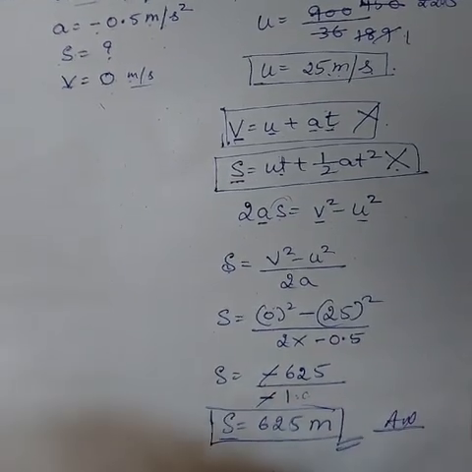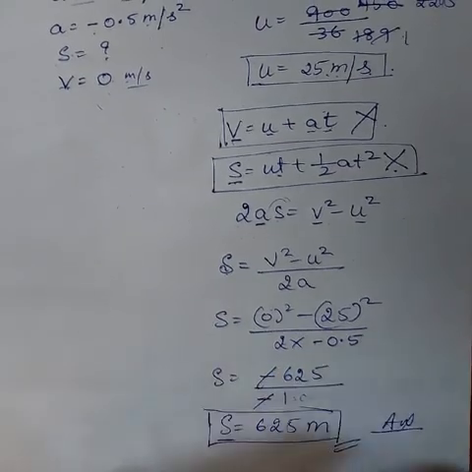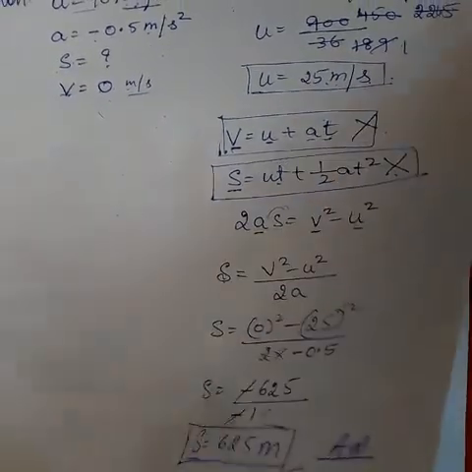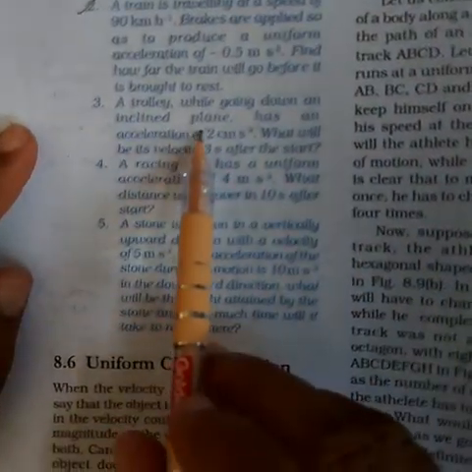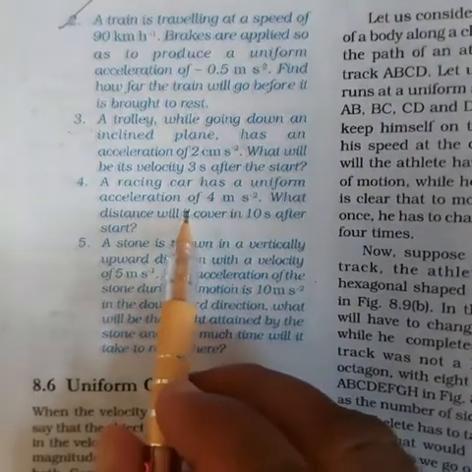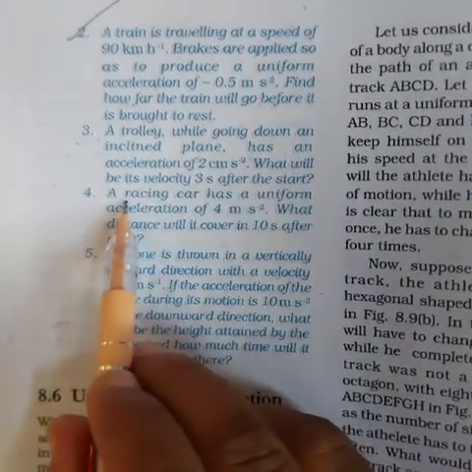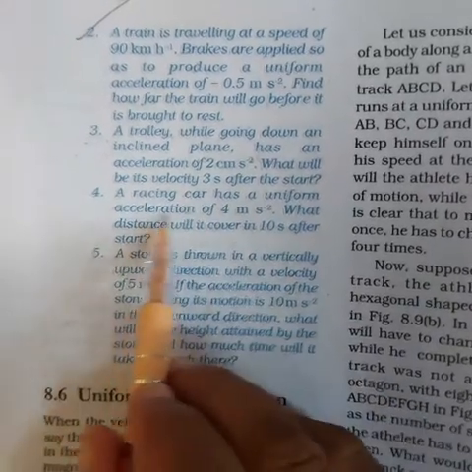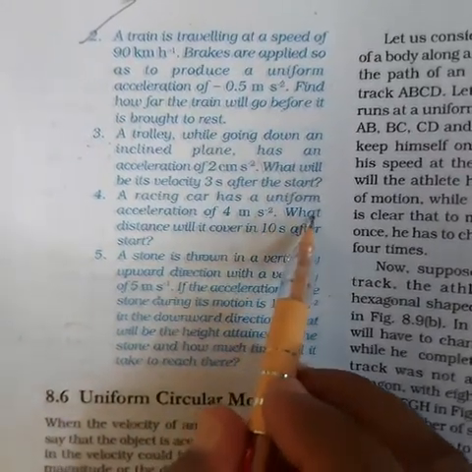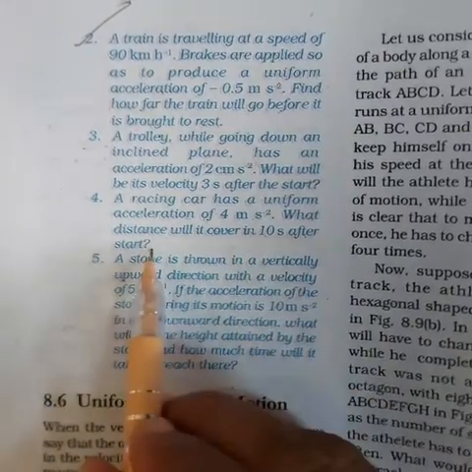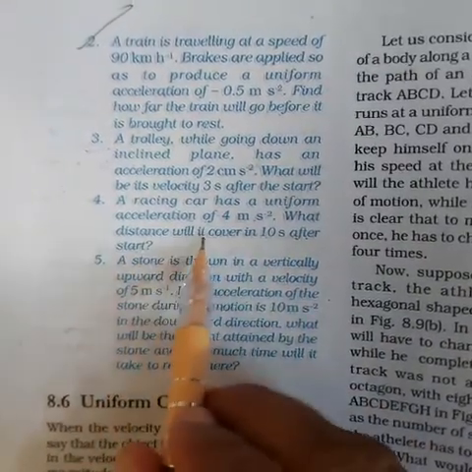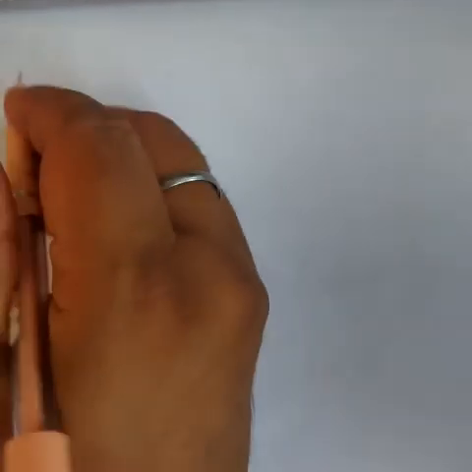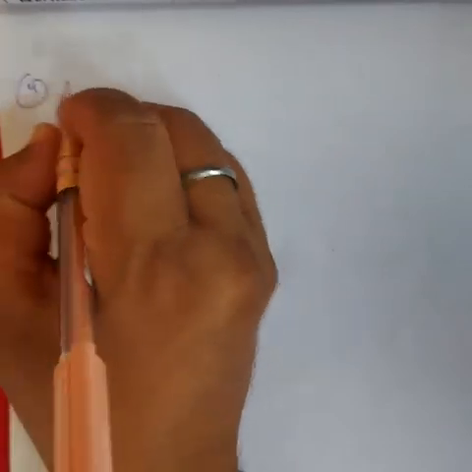Okay, this is the answer. Next we go to the next problem. See here, you do the third one as homework, and we do the fourth here. A racing car has a uniform acceleration of 4 meter per second square. What distance will it cover in 10 seconds after start? Okay, so what is the given here? That's question number 4, and do the third one as homework. This is question number 4. What is the given?